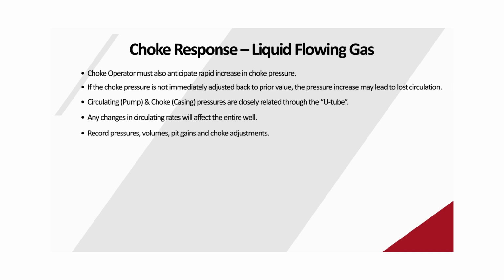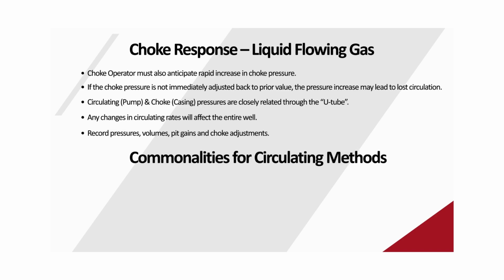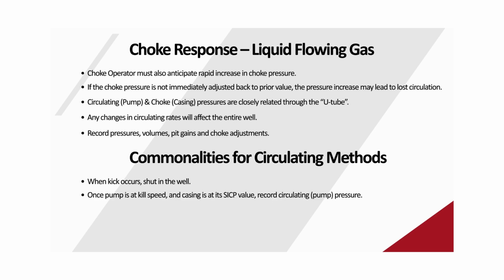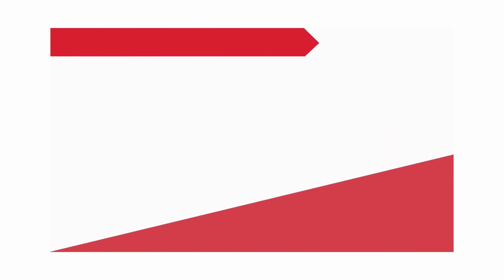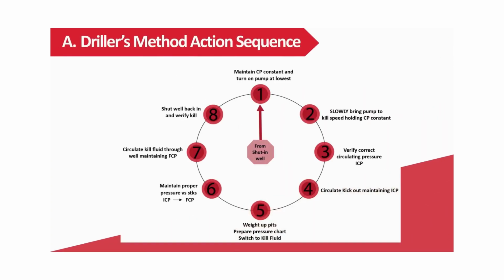Record pressures, volumes, pit gains and choke adjustments. Commonalities for circulating methods: when a kick occurs, shut in the well. Once the pump is at kill speed and casing is at its SICP value, record circulating pump pressure. Let us have a look at the driller's method action sequence.